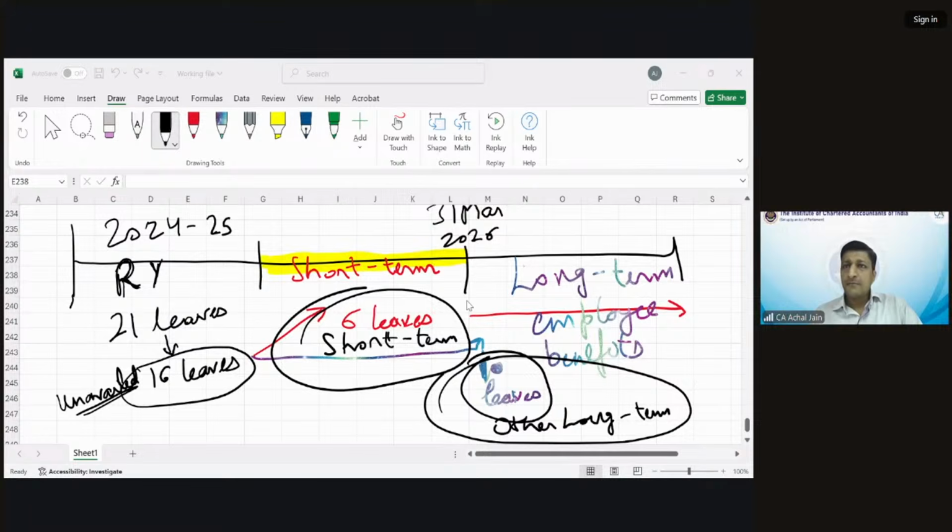Sir, can you please summarize the termination benefits once again? Yeah, so there's nothing to summarize. I'll just explain the termination benefit once again. You are actually looking at a situation wherein the employee is retiring before the normal retirement date. Why? Because he's terminated. So that's why some benefit is payable to him.